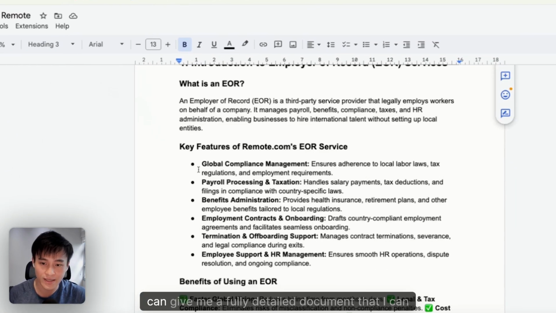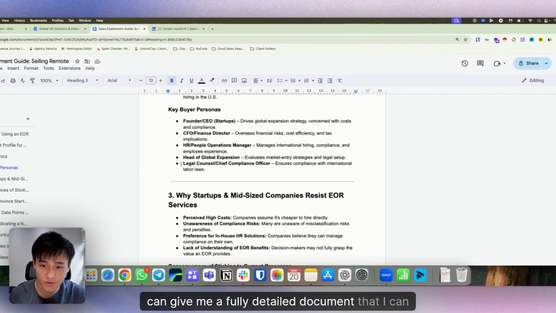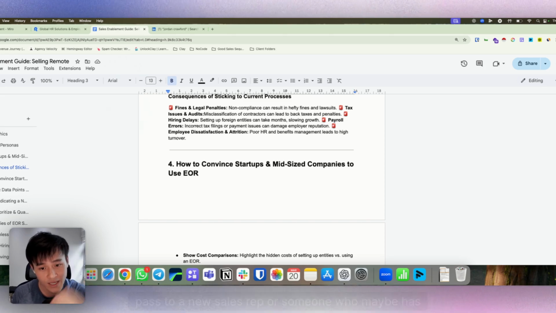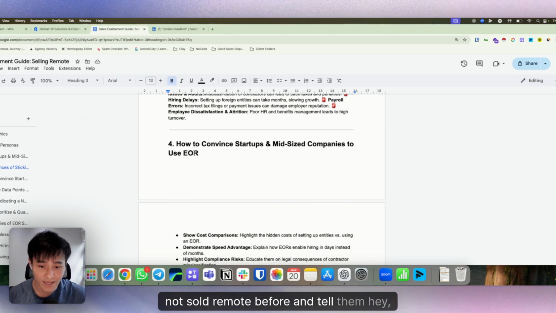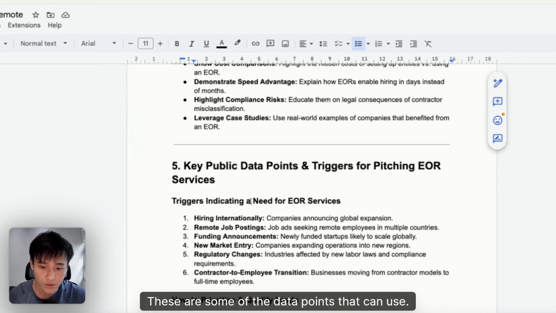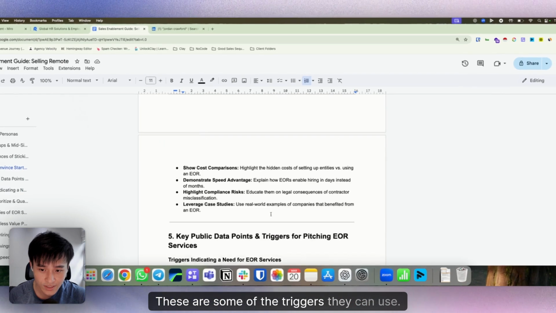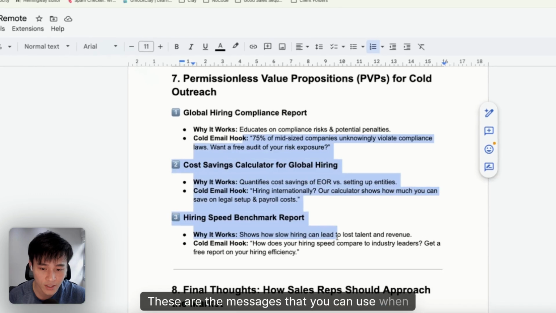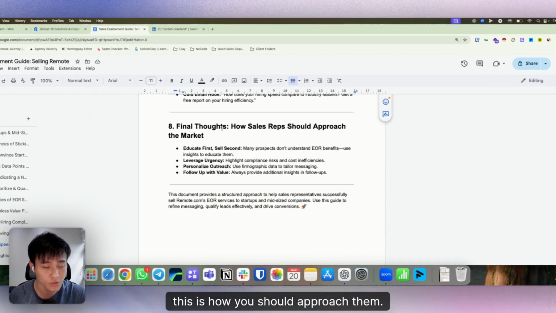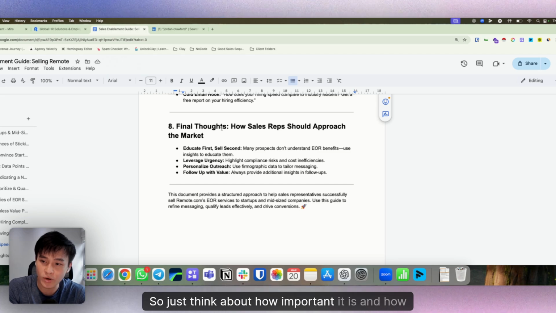And straight away, it can give me a fully detailed document that I can pass to a new sales rep, or someone who has maybe not sold Remote before, and tell them, hey, take a look, read through this. These are some of the data points you can use. These are some of the triggers you can use. These are the messages you can use when you're trying to reach out to these companies. This is how you should approach them. So just think about how important this is and how good it can be for a new sales rep.